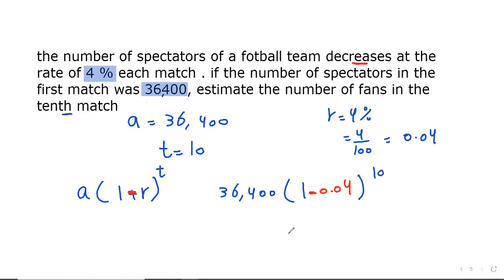And T is 10, so it will be 36,400 multiplied by, using the calculator, 1 minus 0.04, which is 0.96 because it's 4 over 100, raised to the power of 10. By using the calculator, you will find the number of spectators will be 24,200. That's it.